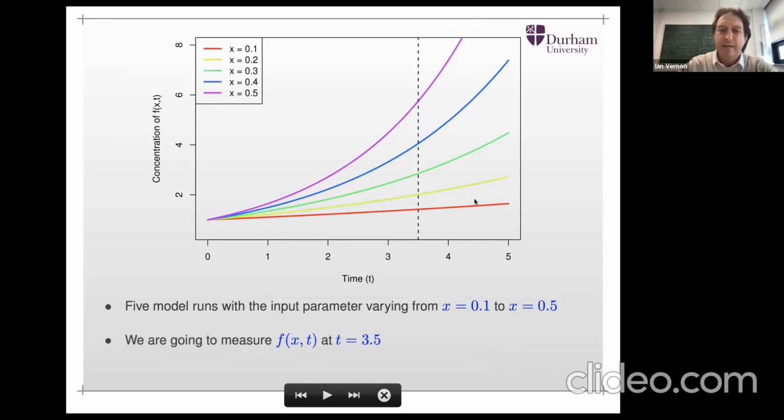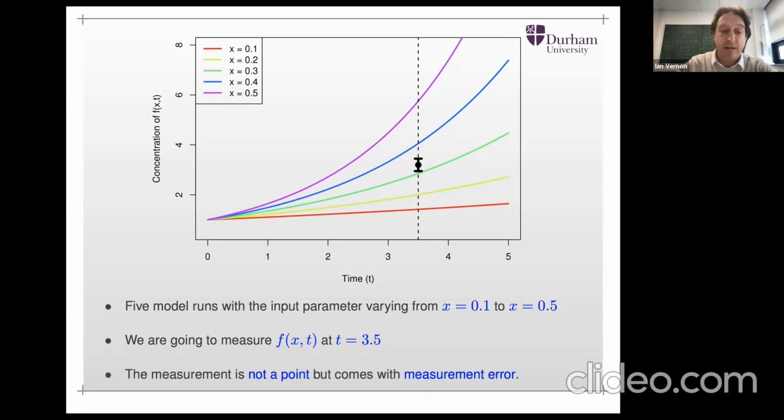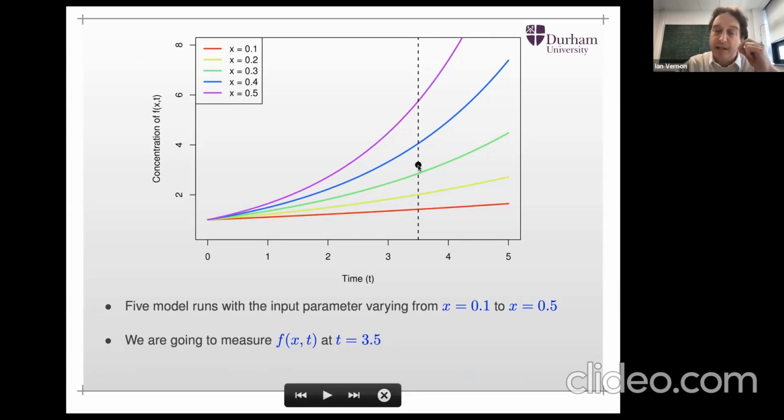I can choose x to be 0.5, purple line, and a few in between. And that's all fine. However, the key thing is we're going to measure this model at t = 3.5 seconds, weeks, months, whatever you like. So we're going to measure it here. Someone's taken some measurements of what they think the incidence is. The measurement is a data point, but it comes with error. It's not an individual point.